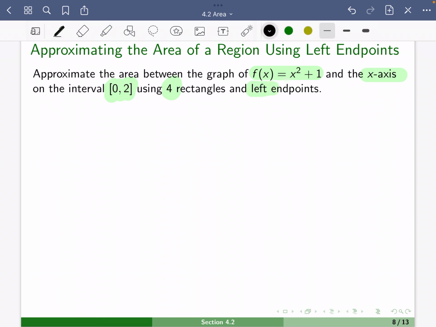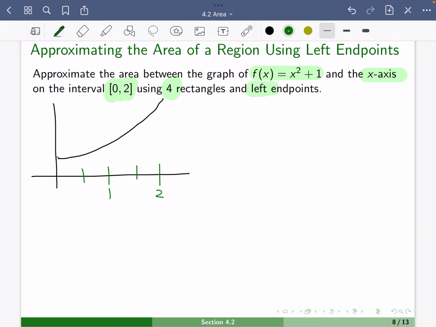So let's draw our graph. We have x squared plus 1. So that graph looks something like this. We are going from 0 to 2. Let's put 2 out here. We'll call that 2. And we're going to use left endpoints.